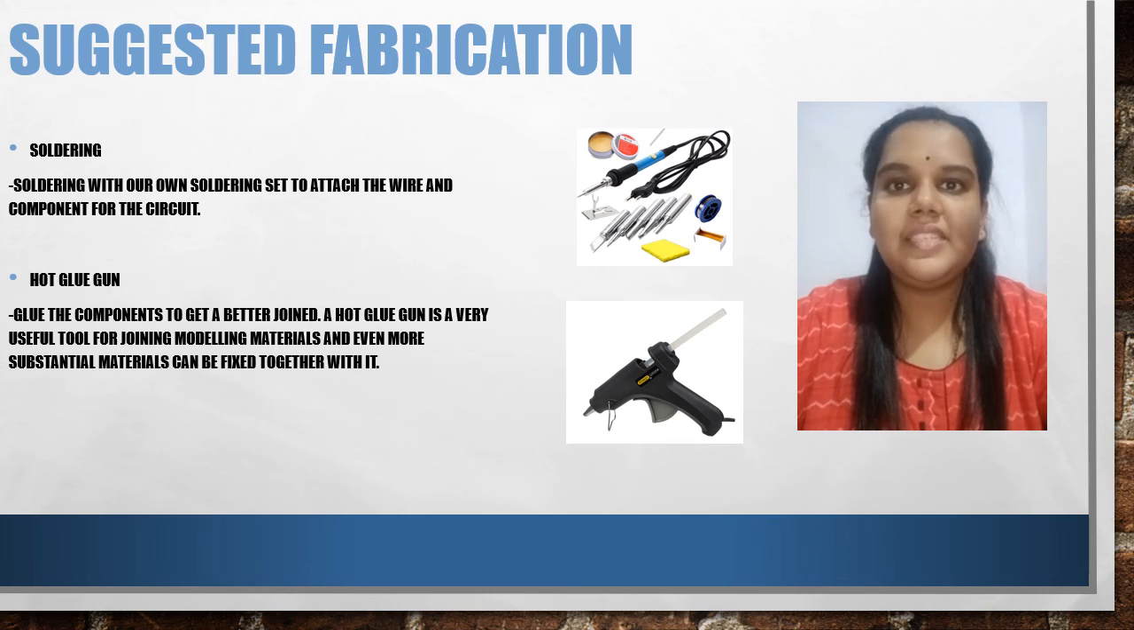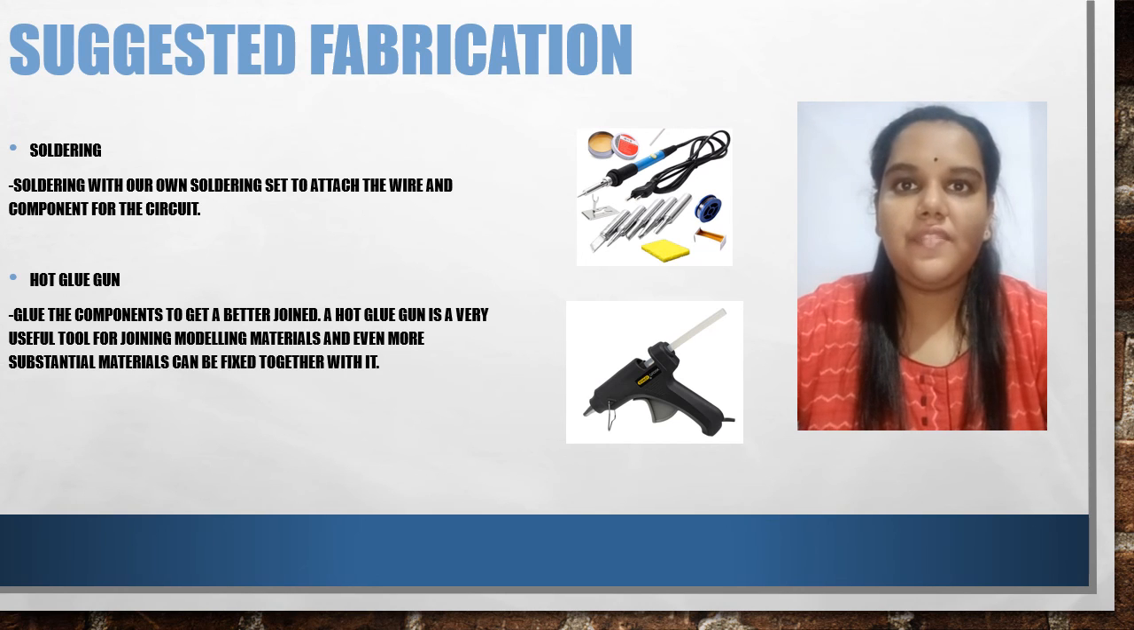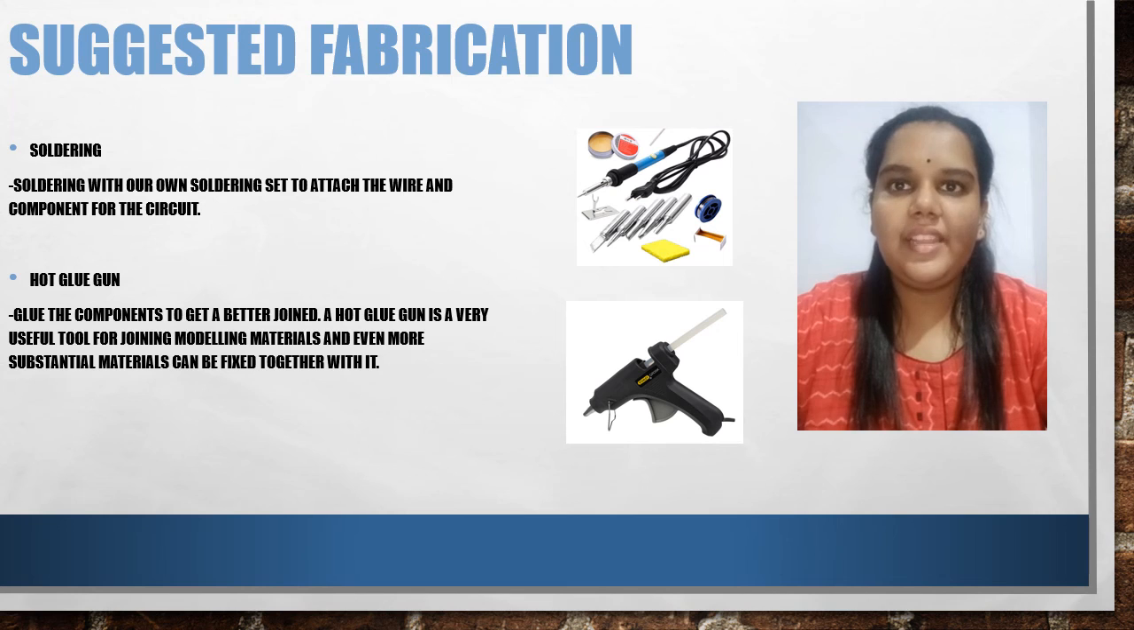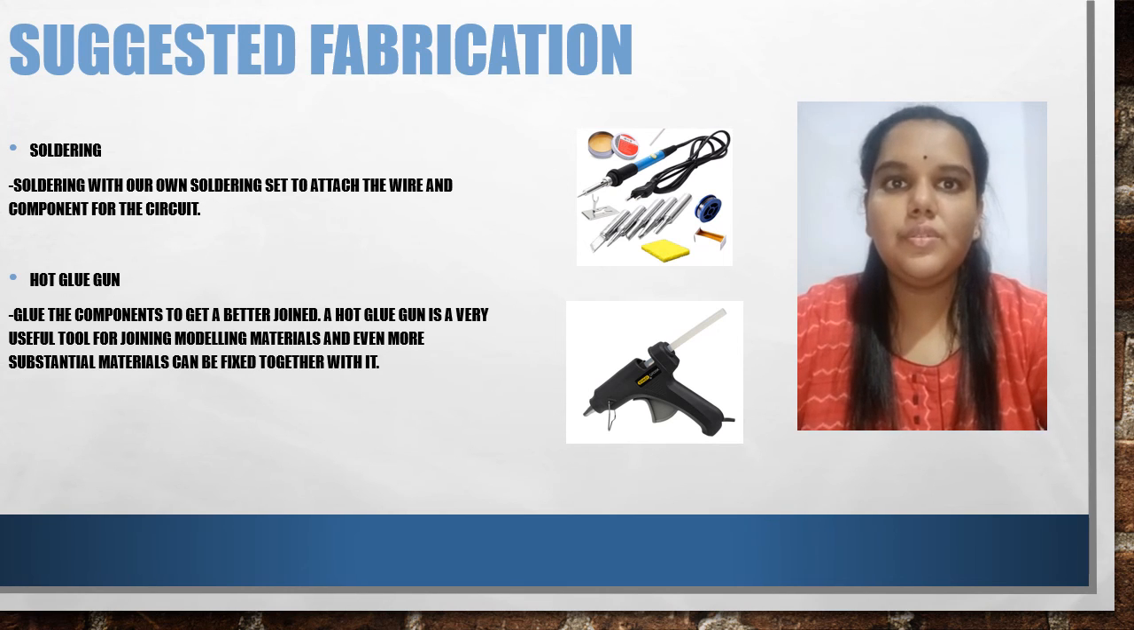Explain about the suggested fabrication. So the first one is the soldering. The use of this fabrication, which is soldering, is to attach the wire and components for the circuit, the one we use for our compact grass cutter machine.